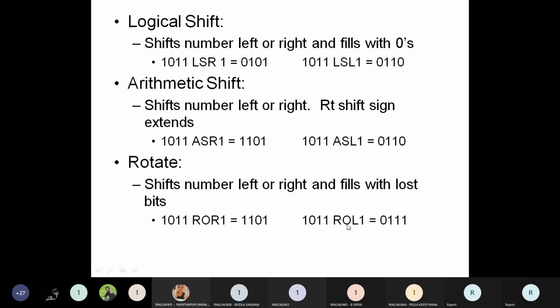Similarly, 1011, once you do rotate operation left: 0 comes in the first place, 1 comes in the second place, again 1 comes in the third place. In the fourth place, what will come? The first bit. So the first bit will rotate. So you see 0, 1, 1, 1. So this is the rotate operation.